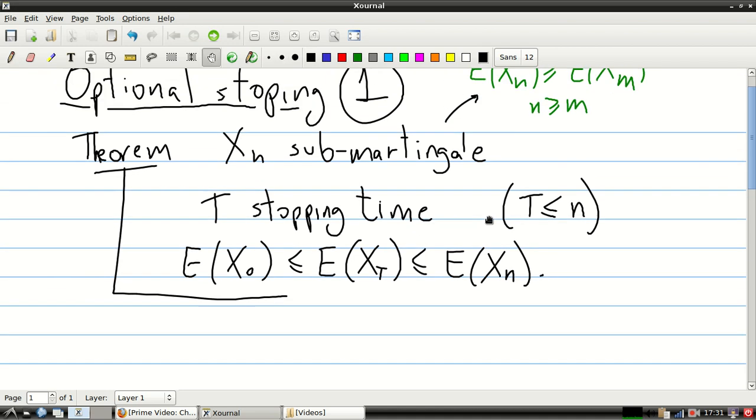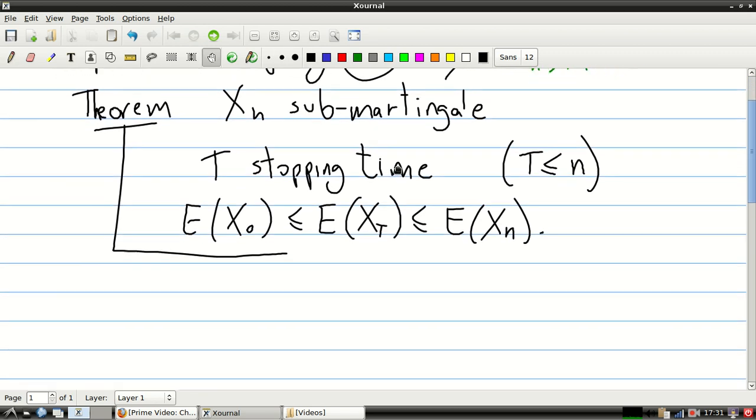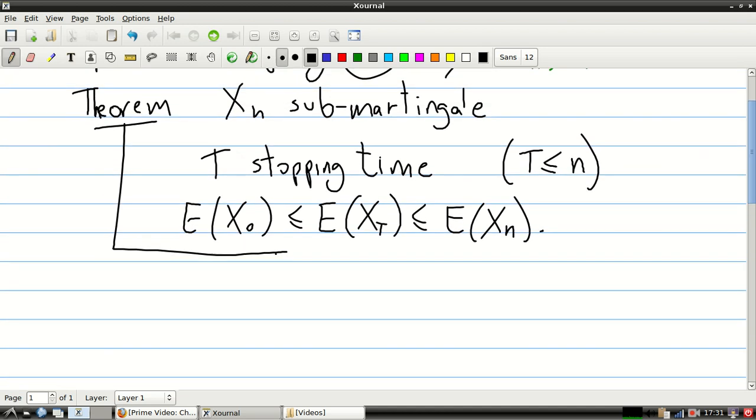Okay, so this has a very similar taste to the inequality here concerning the expectation of deterministic times n and m, but it's generalized to random times: X_0, X_T and X_n. Now, I'm not going to give the full proof of this theorem yet, but I would like to say a word about what this random variable actually means.